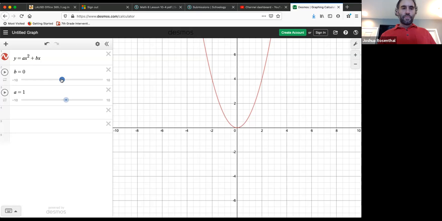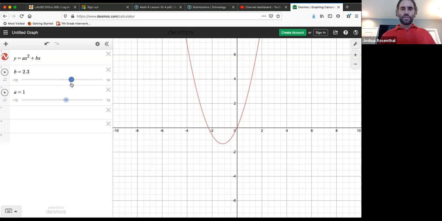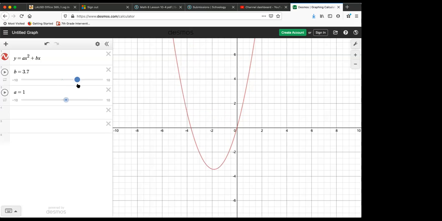Now I'll start adding positive values. What is it doing? It's doing a couple things. It's just moving it diagonally. And what's happening to the vertex? It's getting lower.